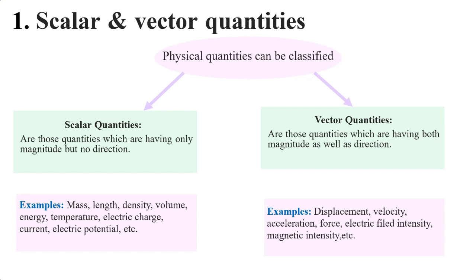In contrast, vector quantities are those quantities which have both magnitude as well as direction. Examples: displacement, velocity, acceleration, force, electric field intensity, magnetic intensity, etc.